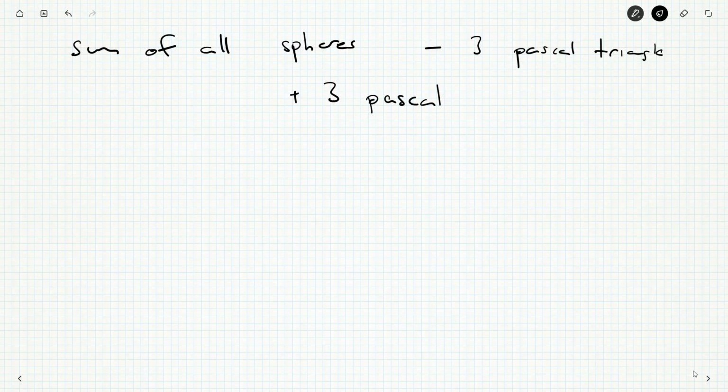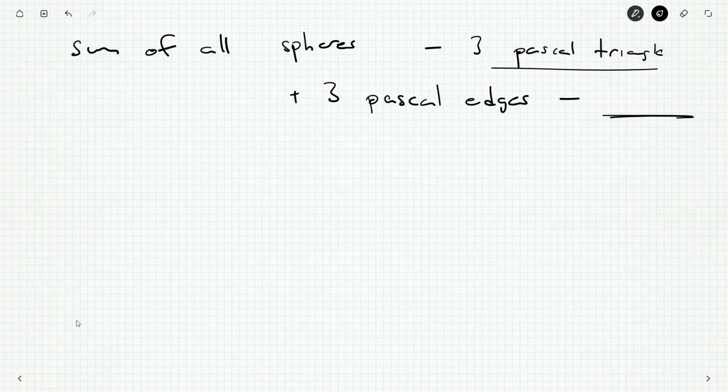So add on 3 Pascal edges, and then I think that top point again, as I say. But okay, before we move on to our actual calculation, let's see if we can figure out the sum of all the spheres. Okay, and also, is this the correct way to think about this?